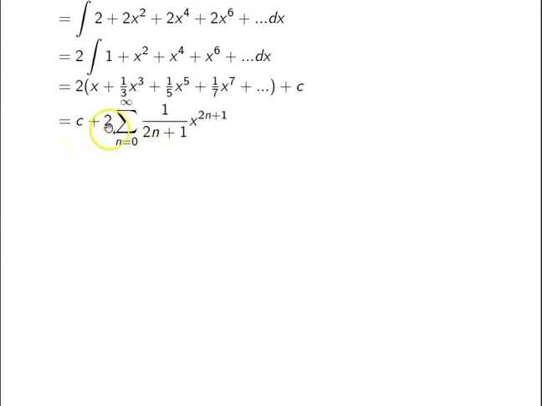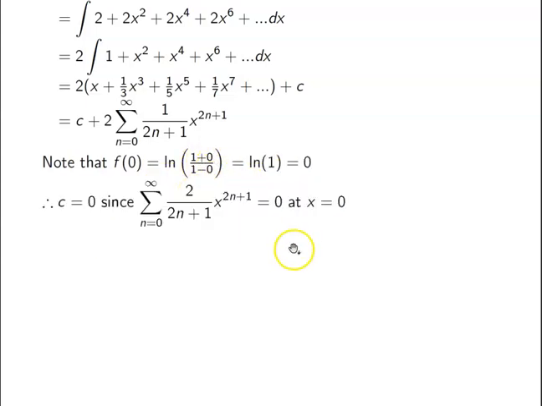Okay. If I plug in 0 for my function, this whole thing goes away and I'm left with c, right? So natural log of 1 over 1, natural log of 1 is 0. So if I plug in 0 here, this whole series goes away, but c is still constant. And so since when I plug in 0, my function has to equal 0, that means that that constant has to be 0 as well. Okay. So c is equal to 0.